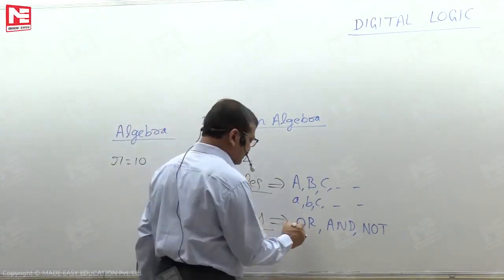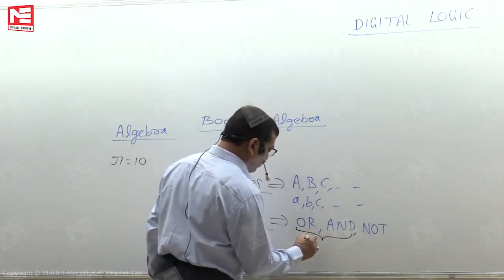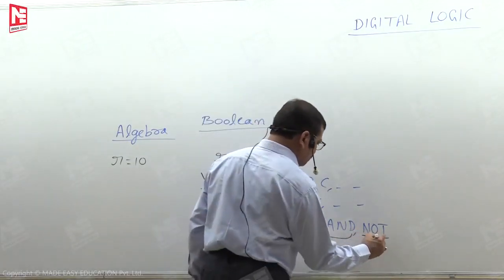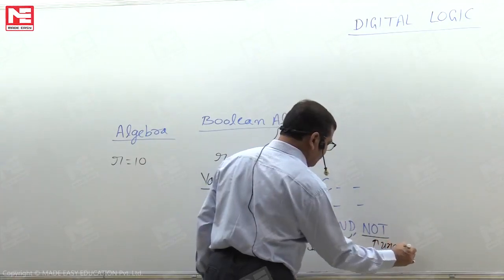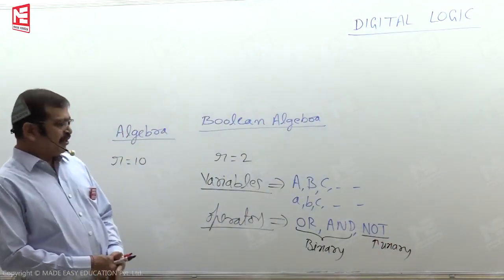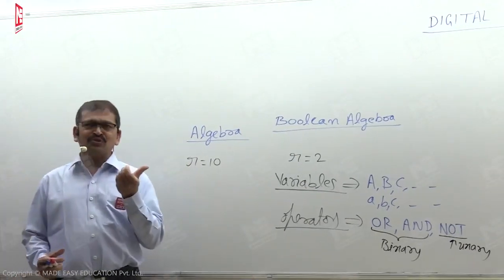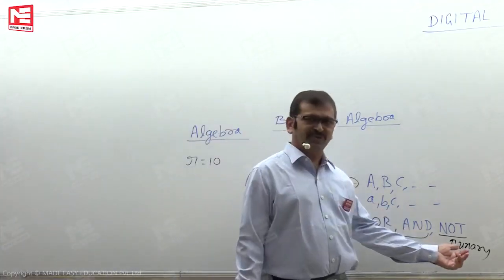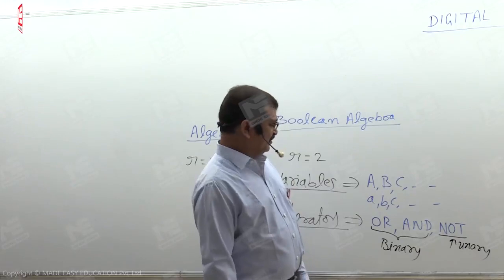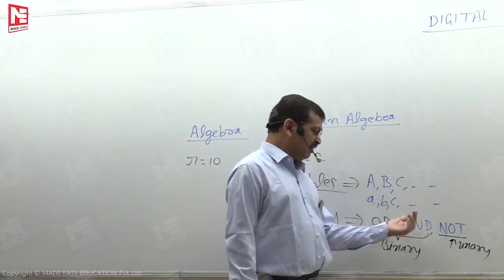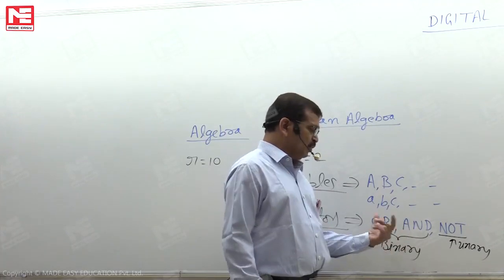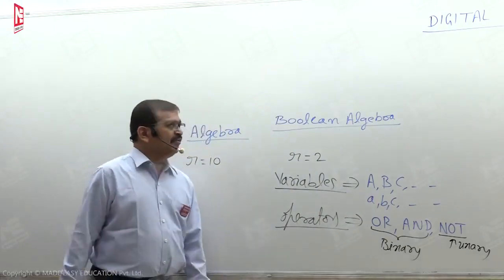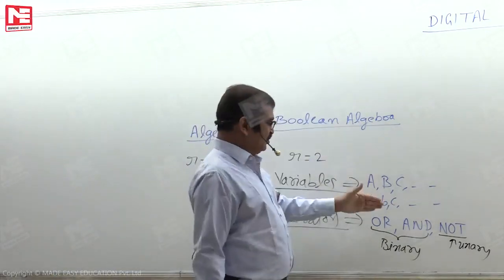Out of these three basic operators, the first two operators are binary operators, whereas NOT is a unary operator. Once we say an operator is a binary operator, it will associate with a minimum of 2 operands, whereas a unary operator is associated with only 1 operand. So when we talk about the OR operator or AND operator, we need to deal with a minimum of 2 operands, whereas the NOT operator is a unary operator. We need to start this subject with these operators.